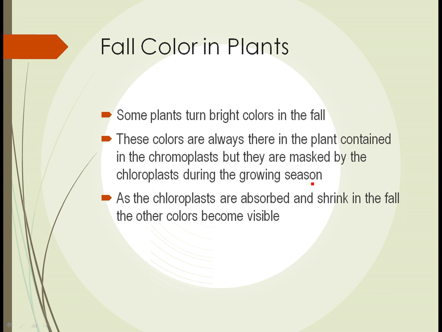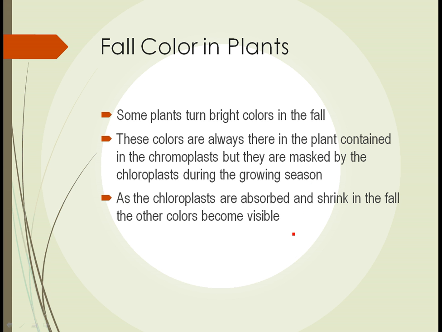Fall color in plants. We notice that some plants turn bright colors in fall. Why does that happen? Well, it turns out the colors are always there. Those colors exist in the chromoplasts inside the plant, but they generally exist at a level slightly lower than the chloroplasts in the plant cell, and are masked by the chloroplasts during the growing season, so we see the plant as green. In the fall, plants get ready to shed their leaves.